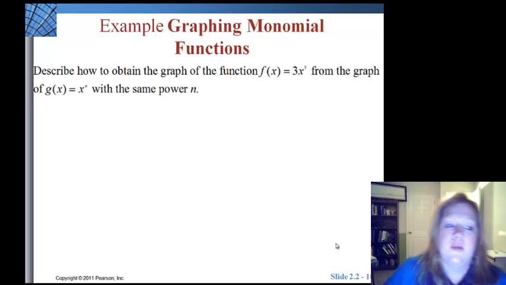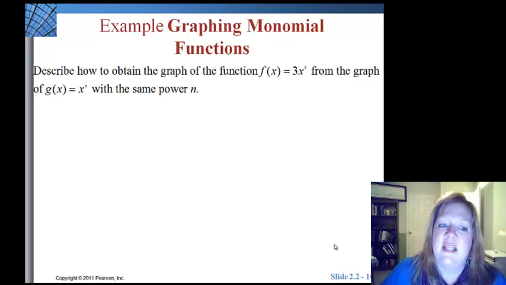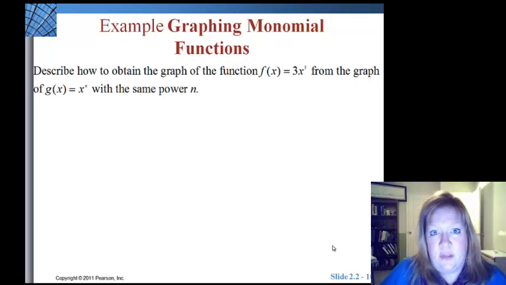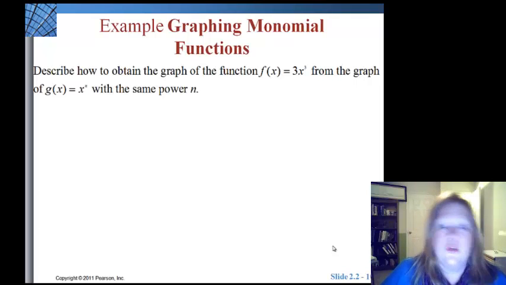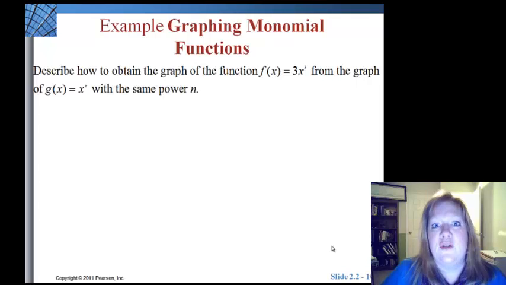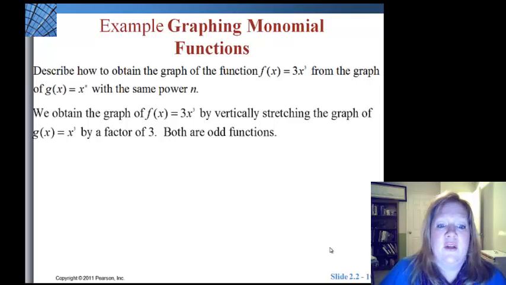Okay. This one says describe how to obtain the graph of a function f of x equals 3x cubed from the graph g of x equals x to the n with the same power n. In other words, you have 3x cubed, so they want you to say how you go from x cubed to 3x cubed. If you remember your transformations, when you multiply something out in front, that's a stretch. So it's a vertical stretch of factor 3. We obtain the graph by vertically stretching the graph by a factor of 3.